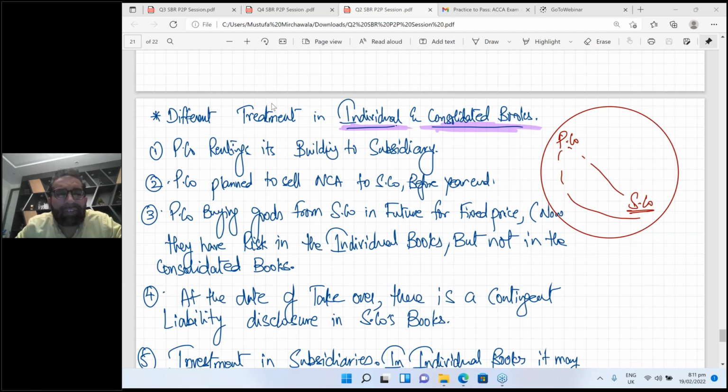Now, let us say after 1 month, the real rate goes to 110. That means the parent company will win, because now the parent company will buy for just 100. In this case the parent company will win and the subsidiary company will lose. But on the other hand, if the price goes down, the parent company will lose and the subsidiary company will win. So yes, there is a risk in the individual books of parent and subsidiary.